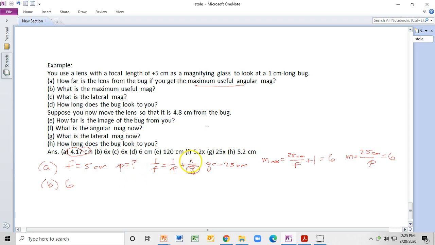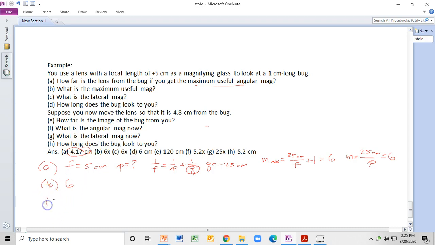So if you have P, you can find little m by using 25 centimeters over P. Sometimes people like to write it as 6x, 6 times, when they're talking about the magnification. Okay, what's the next question? What is the lateral magnification?